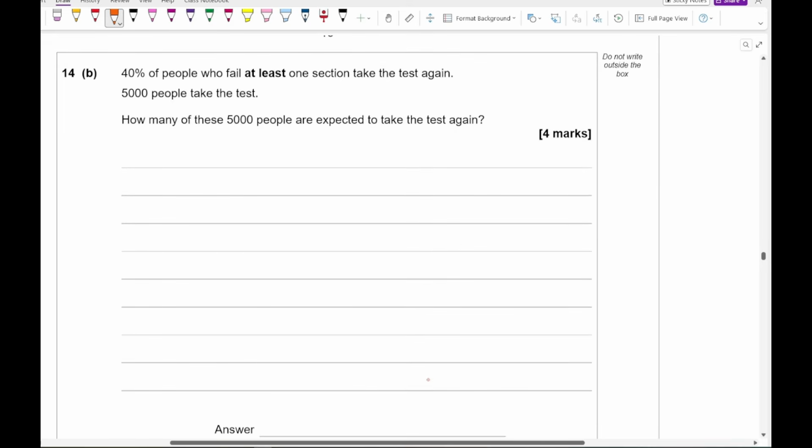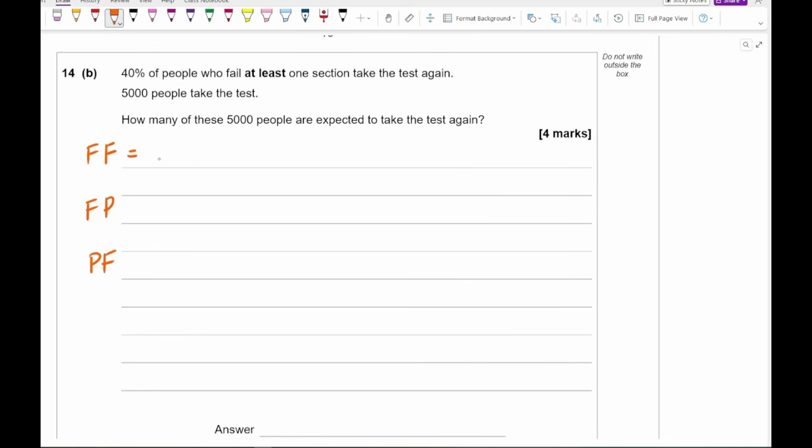It then says for part B, 40% of people who fail at least one section of the test take the test again. 5,000 people take the test. How many of these 5,000 people are expected to take the test again? So for this, what we need to do is first of all work out the probability of the number of people who fail at least one test. So here we can either have a fail and a fail, a fail and a pass, or a pass and a fail.